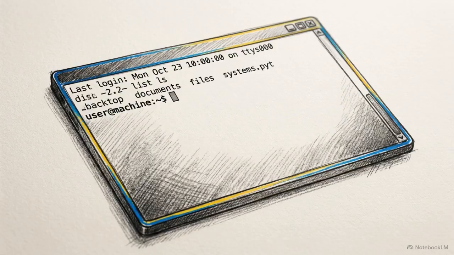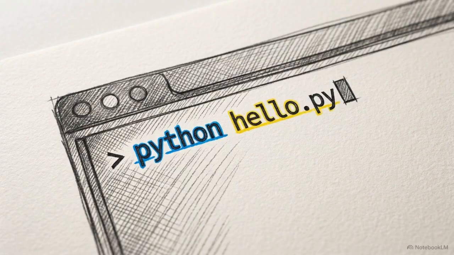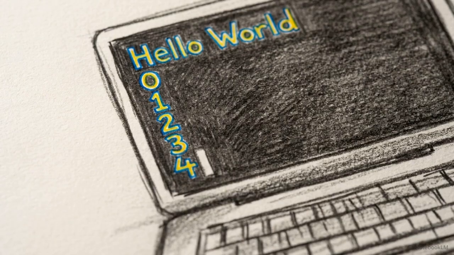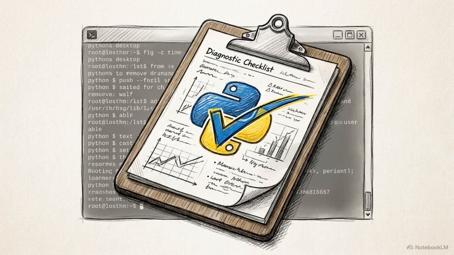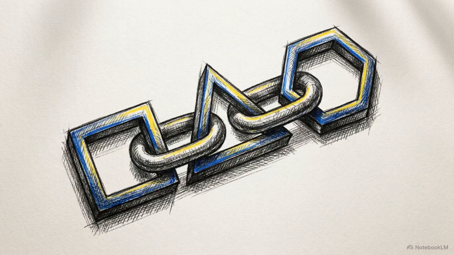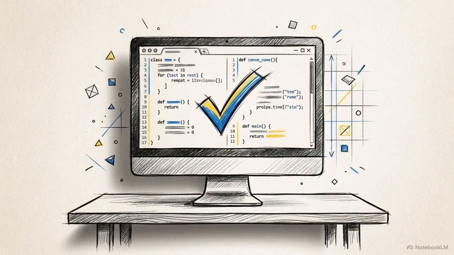Now we feed the file to the interpreter. Type python space hello.py and hit Enter. Your terminal should immediately print hello world, followed sequentially by the numbers 0 through 4, each on a separate line. Seeing that chronological output sequence acts as your final diagnostic. It proves that your text editor, your isolated environment, and your system's interpreter are perfectly linked. You now have a cleanly configured, fully functioning Python workspace.